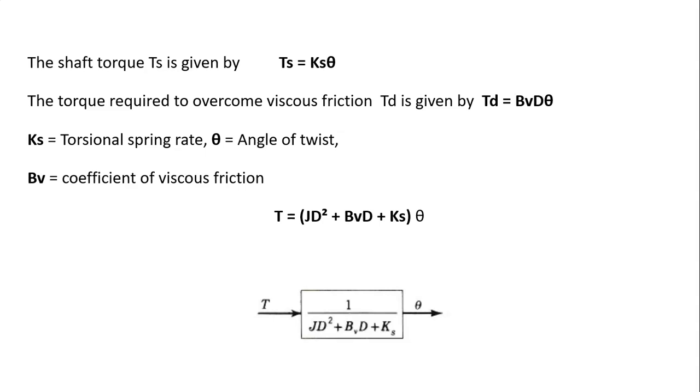And this is the block diagram. How to read this? T into 1 upon J D square plus Bv D plus Ks is equal to theta. Now we will see electrical components. There are three basic electrical components: resistance or resistor, inductor and capacitor. First of all, we will see the resistor.